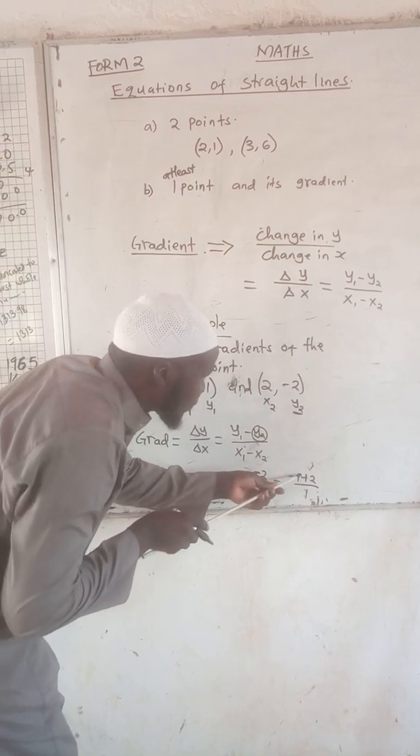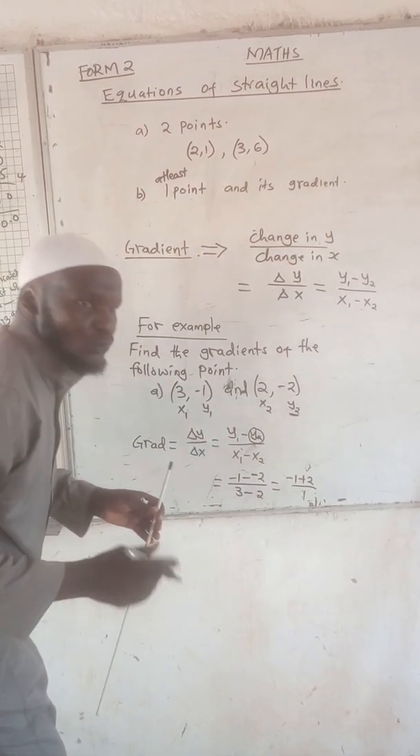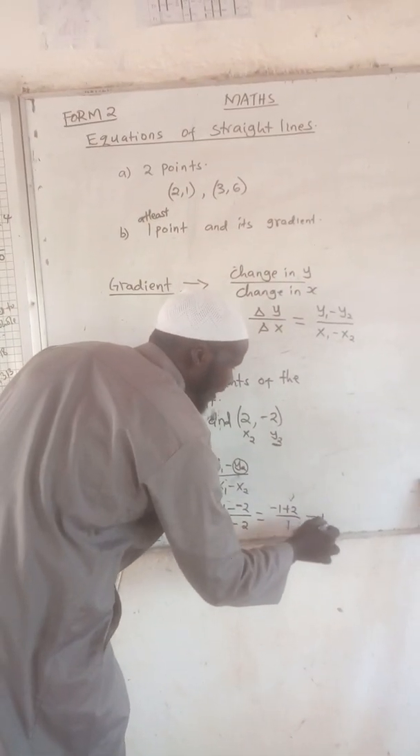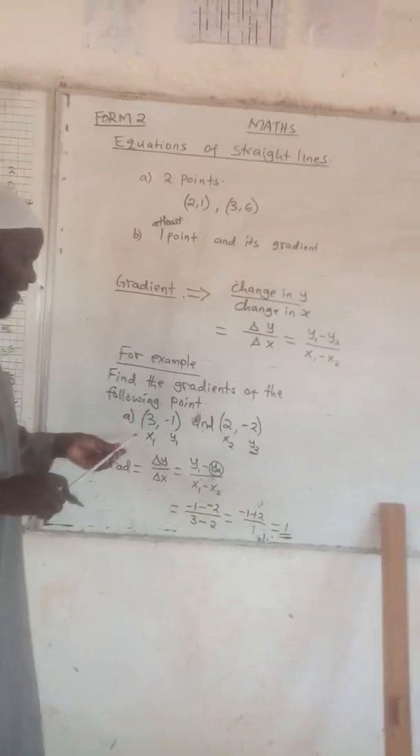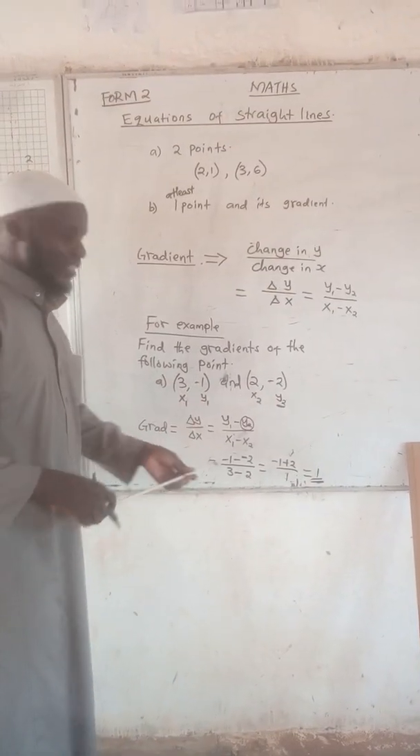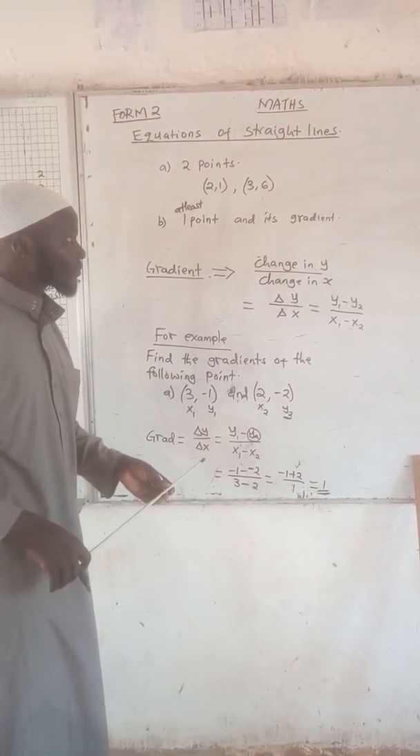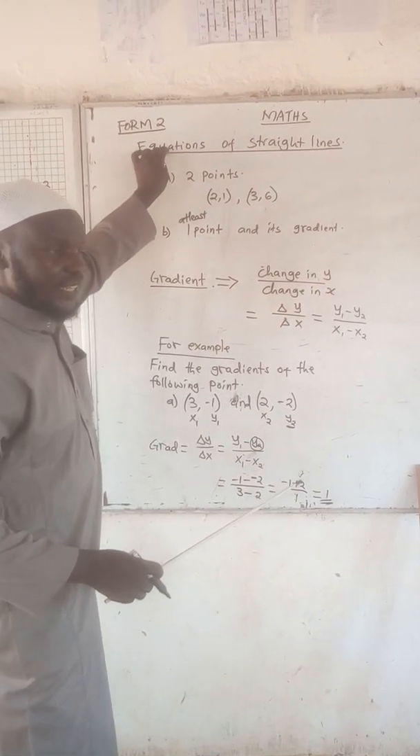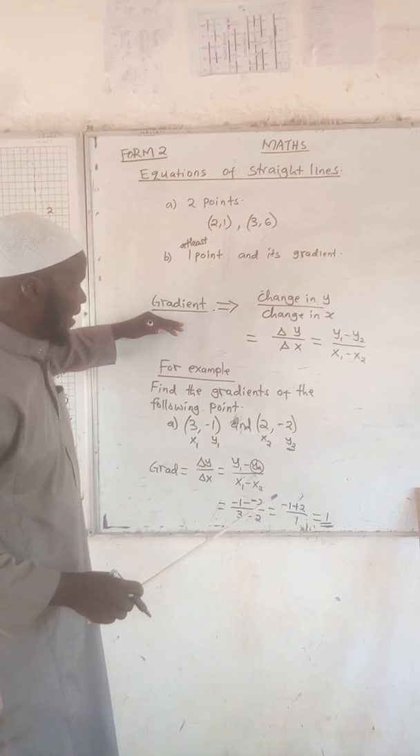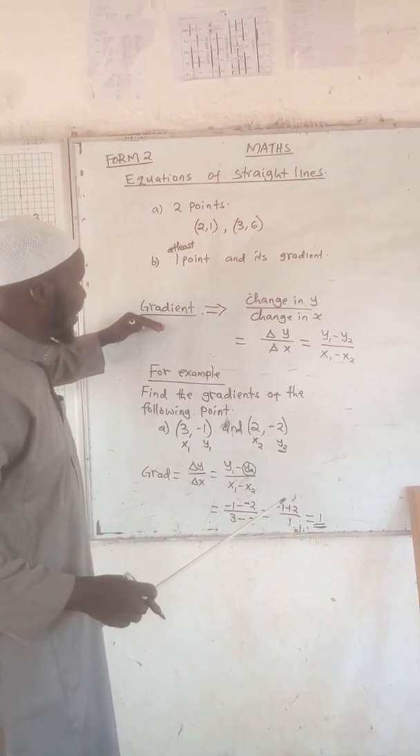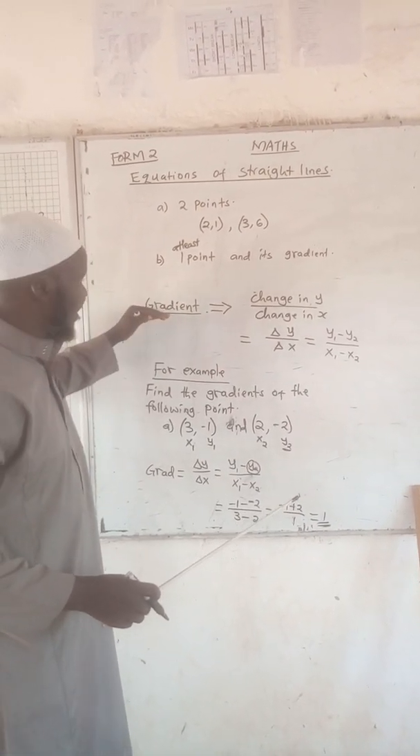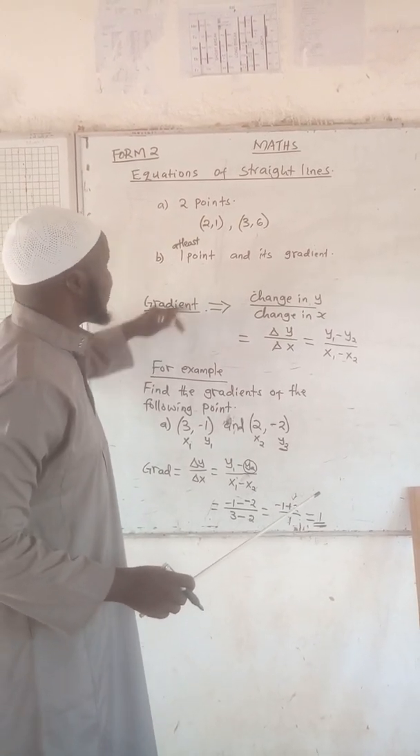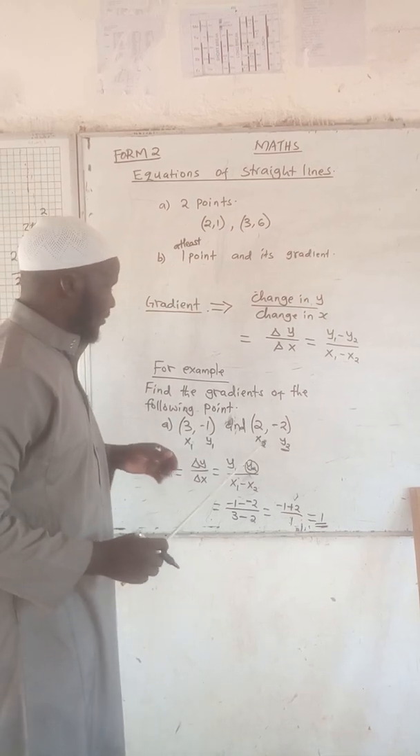Now what is -1 plus 2? -1 plus 2 is 1. 1 divided by 1 is 1. So that means that the gradient of these points is 1. That is before we come to an equation. We have started by how to get the gradient, because we must understand how to get the gradient before we get to the equation.